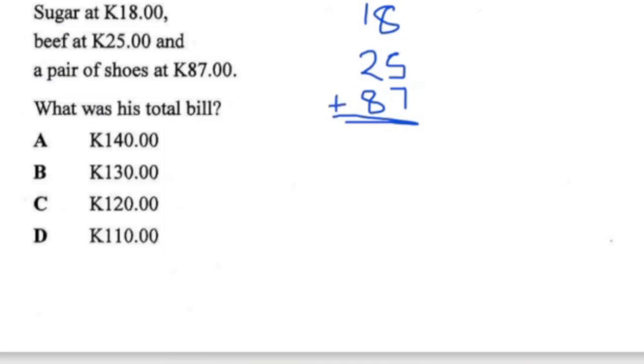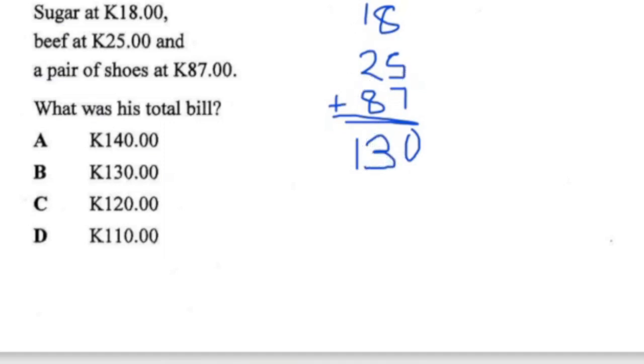Then we say 8 plus 5 will give us 13. 13 plus 7 will give us 20. So we're going to put 0 here and carry 2 here. Then we say 2 plus 1 will give us 3, 3 plus 2 will give us 5, 5 plus 8 will give us 13. I'm going to write the entire 13 because there is no number that I'm going to add here.